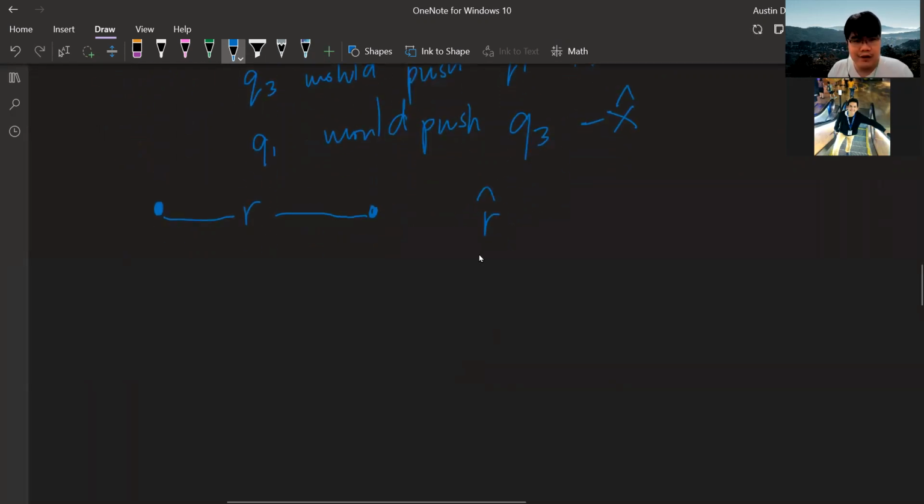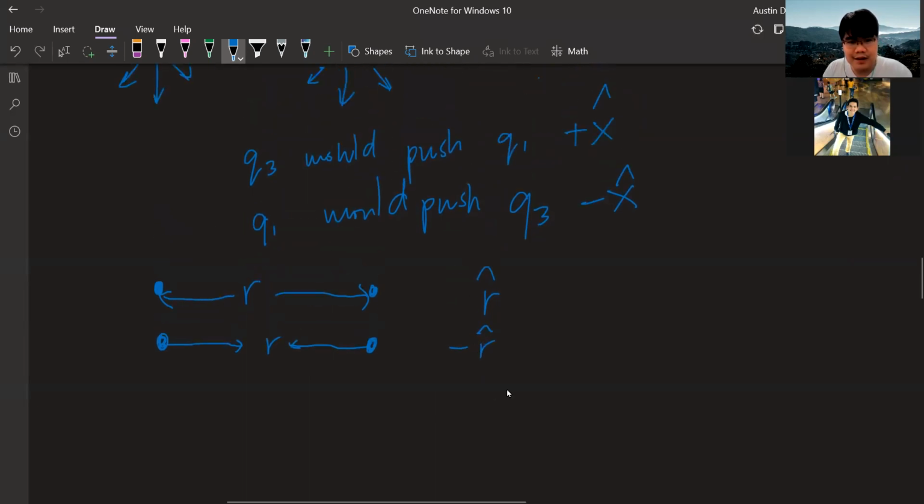Okay? So to denote a repulsion kapag r hat ang gamit mo, that would be plus. Okay? So kapag yung attraction naman, it's actually going this way. And it would be represented by negative r hat. Okay?